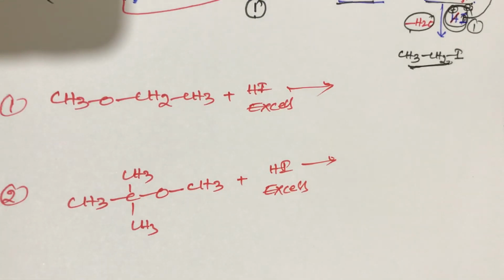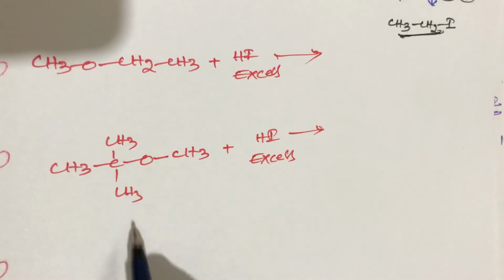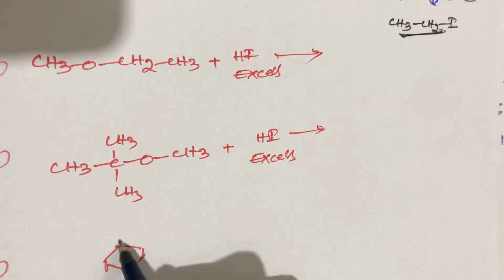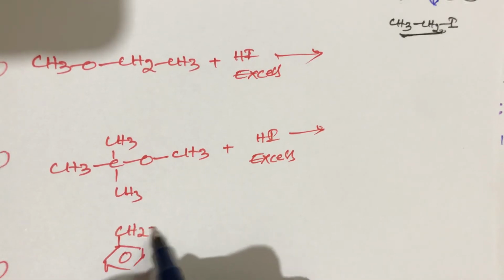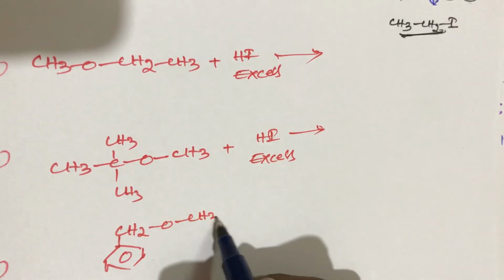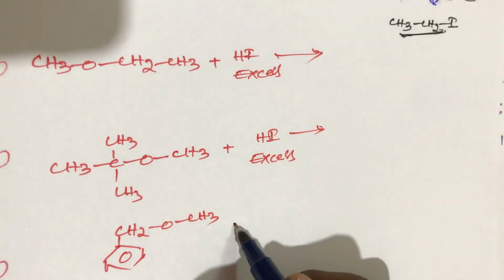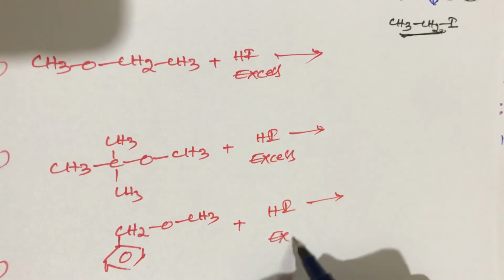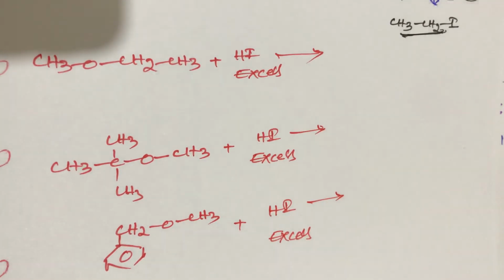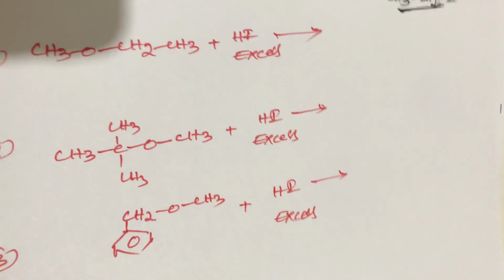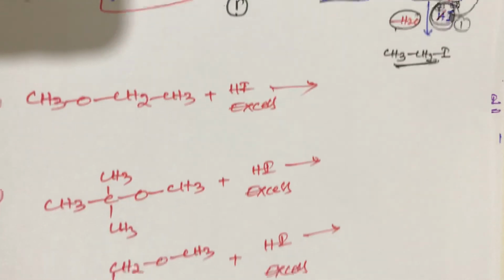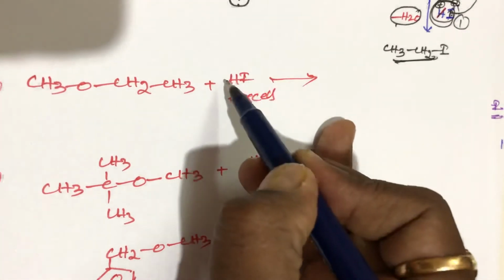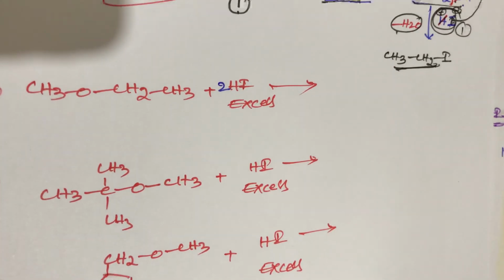Now take the third example. In the third example, benzyl methyl ether reacts with excess of HI. What are the products? So find out these three components, what are the products? In this reaction, excess means take 2 moles of HI.